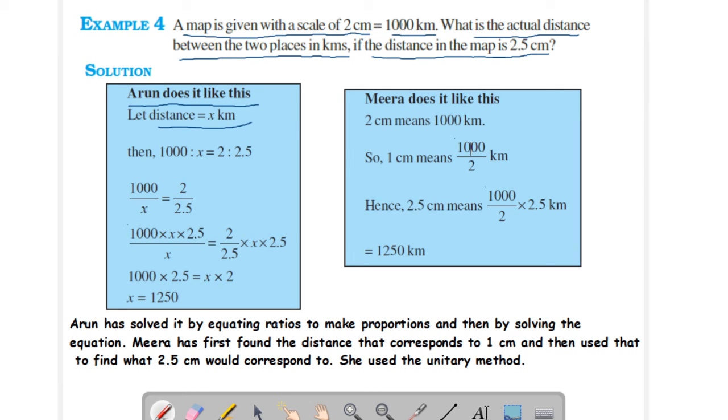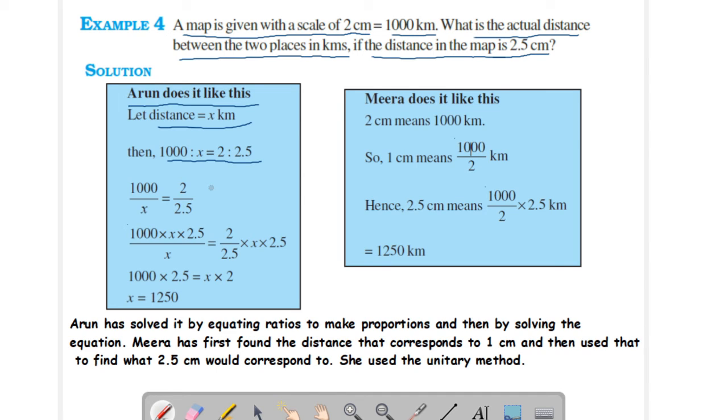Here what is the distance? It is 1000 kilometer, and in a map the distance is 2 centimeter. Here the distance in the map is 2.5 centimeter. Let us take the actual distance as x kilometer. Therefore we can say that 1000 ratio x is equivalent to 2 ratio 2.5. From here we have to find out the value of x.